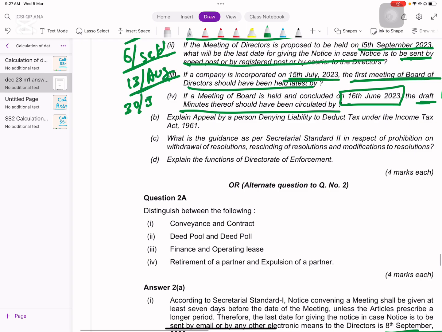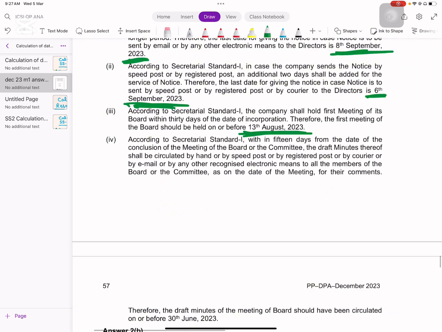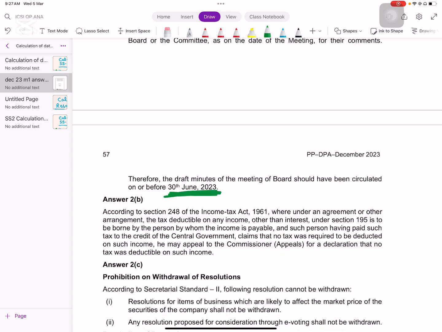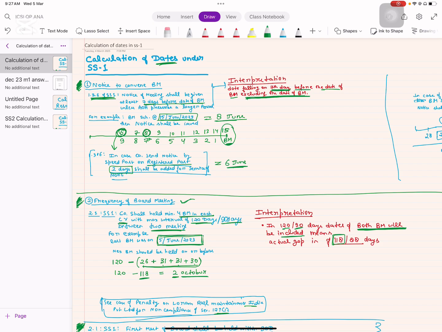30th June. You can see this is 13th August for the first board meeting and this is 30th June for the draft minutes. So this is how you calculate the date in Secretarial Standard 1.